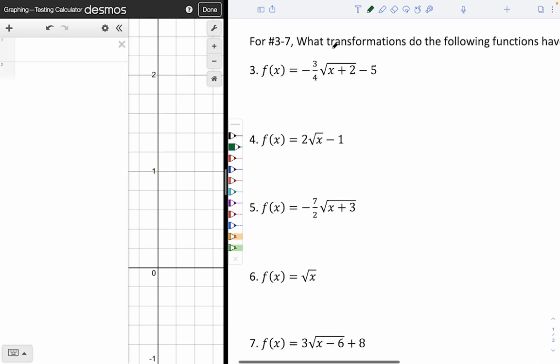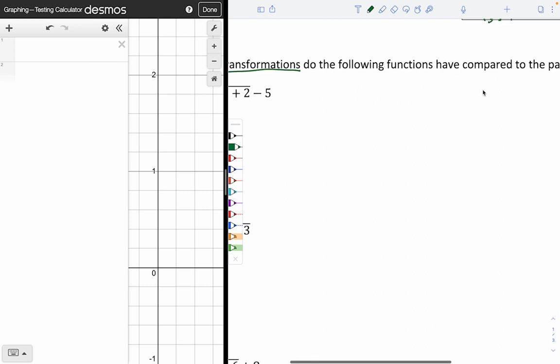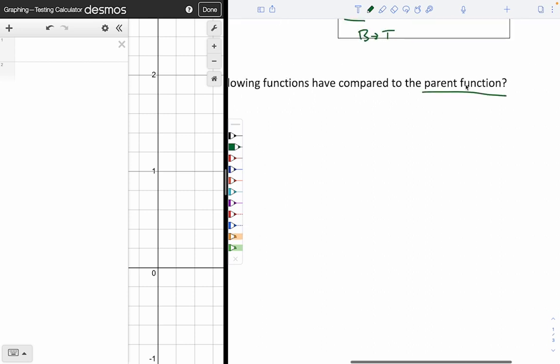All right. So what transformations do the following functions have compared to the parent function? Okay. So these are square root equations. The parent function is y equals square root x. That's the parent function. All transformations come from that.